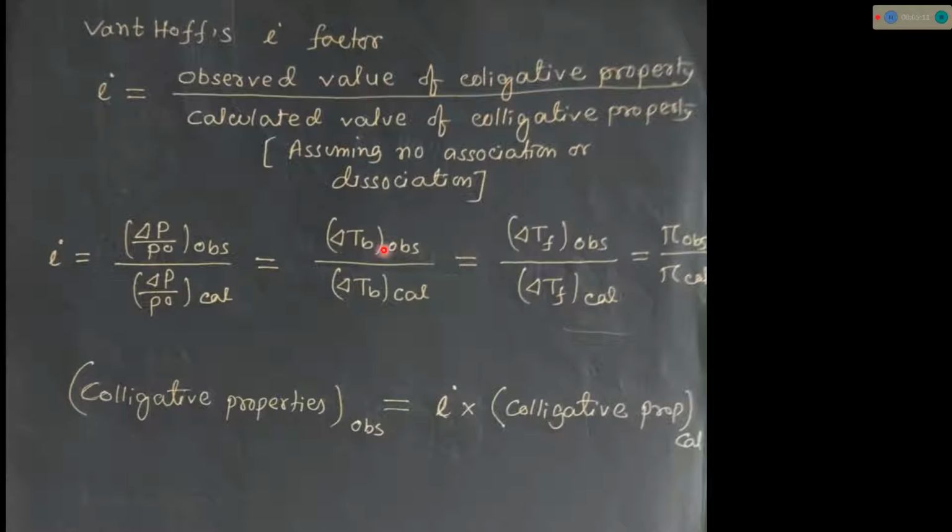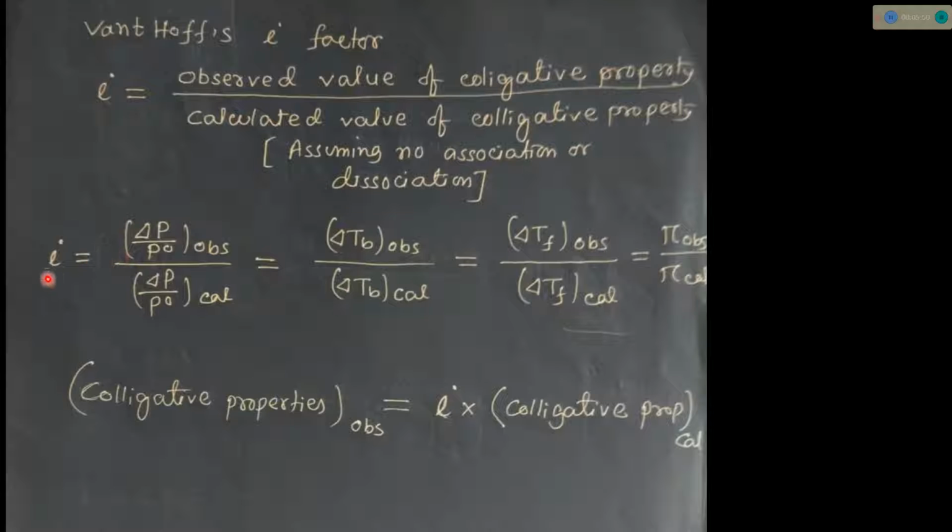In that case, we have to consider the van 't Hoff factor. The van 't Hoff factor is defined as the observed value of the colligative property, meaning the actual value after dissociation or association, upon the calculated value of the colligative property. The calculated value means there is no association or dissociation, and the observed value is after association or dissociation.